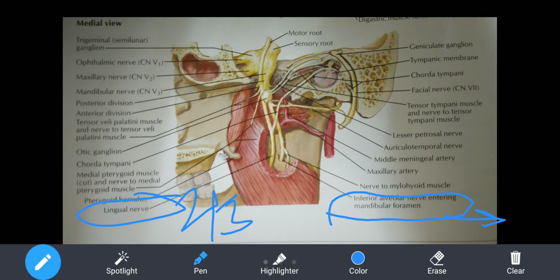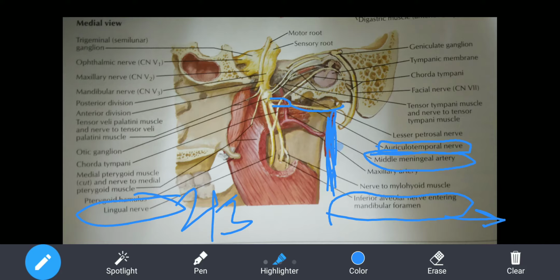Now the anterior root. Okay, one more thing: can you see this auriculotemporal nerve? This is also a branch of the posterior division, correct? If you see this auriculotemporal nerve, can you see it is giving a loop, and through it what is passing? The middle meningeal artery, which is, see, this is the maxillary artery. Sorry, this is the internal carotid artery.